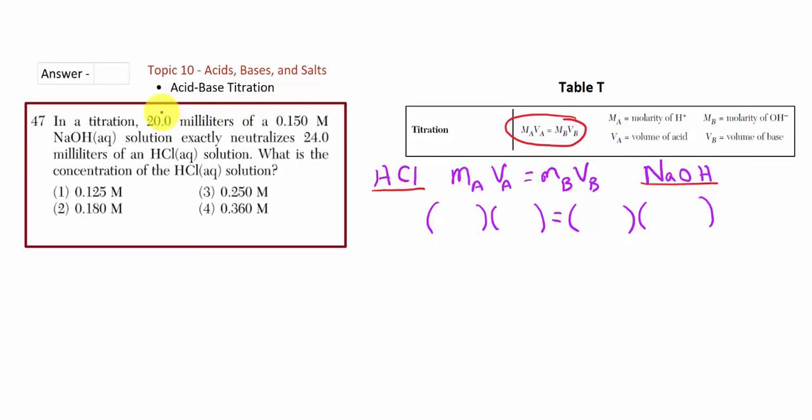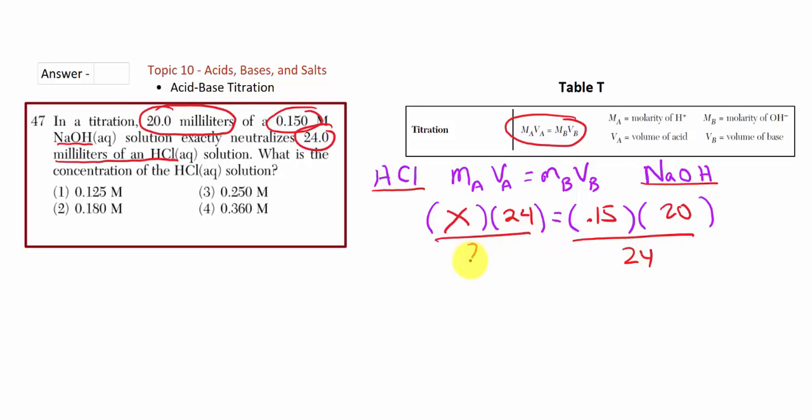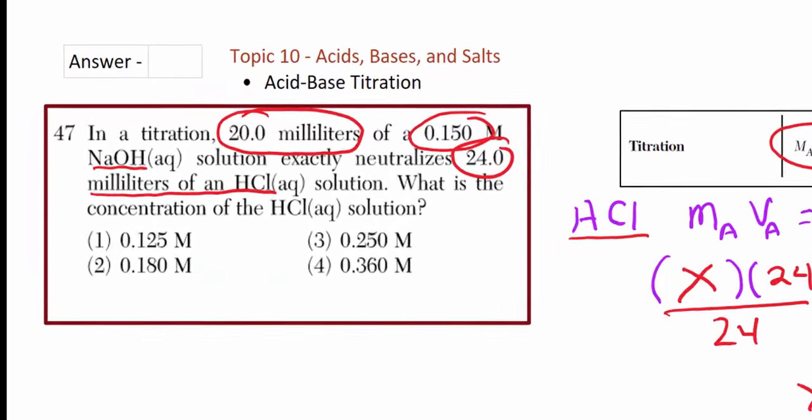Now we transfer information from the question. This 20 milliliters is the base, so that's going to go where the volume of the base is, 20, and the concentration of our base is known to be 0.15. And then we also know that we're using 24 milliliters of the acid, so that's going to go where the volume of the acid is, and we'll be solving for X. So it's 0.15 times 20, and then we can divide both sides by 24, and we'll get our answer where X equals 0.125 molar. Answer number 1.